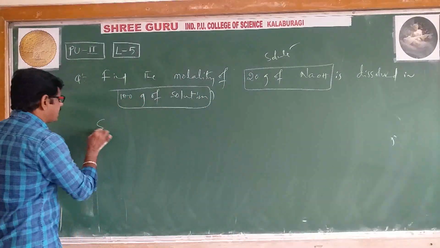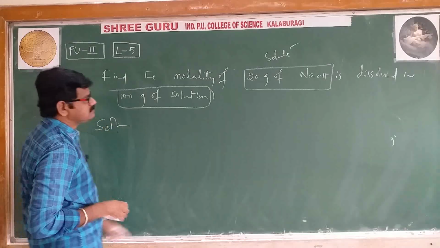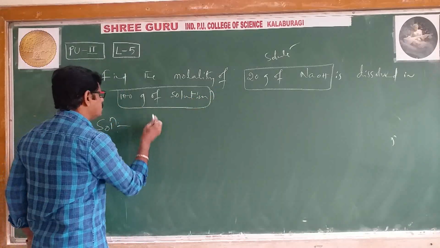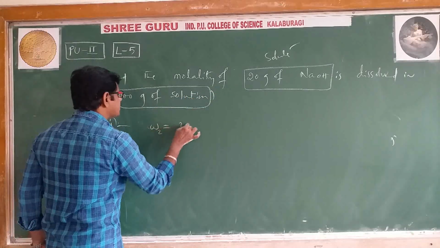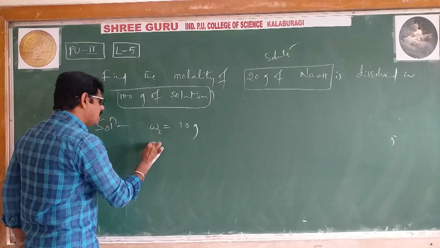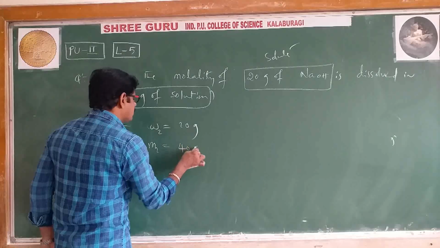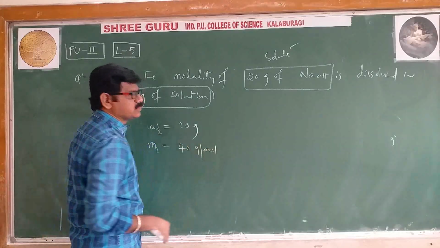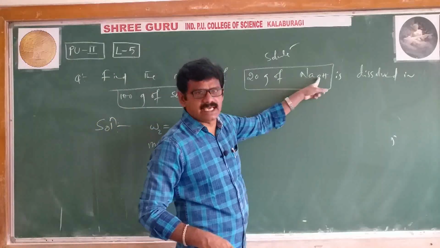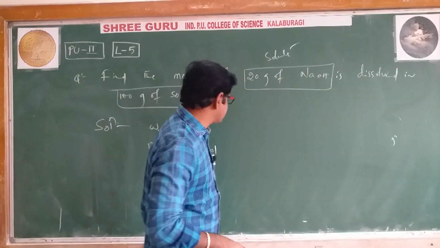Okay, we'll write its corresponding data. We'll write W2, mass of solute. W2 is equal to 20 grams. Molar mass of solute, sodium hydroxide, is 40 gram per mole: sodium 23, oxygen 16, and hydrogen 1, which is 40.